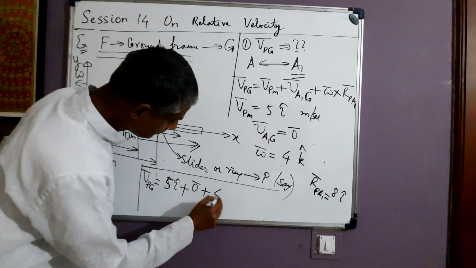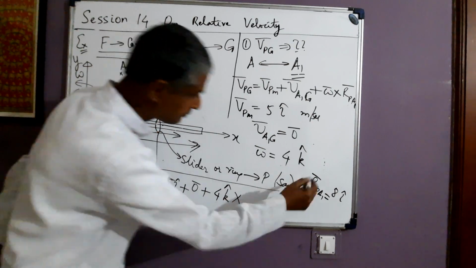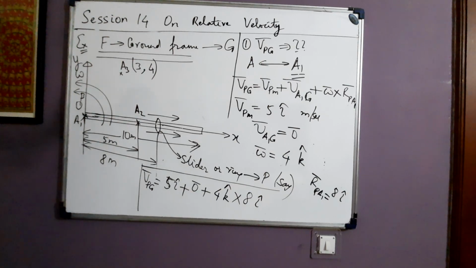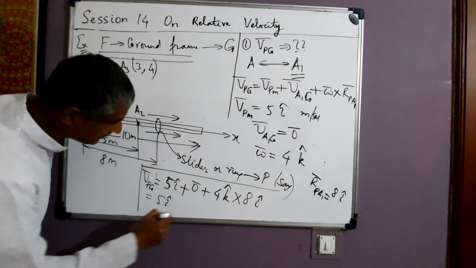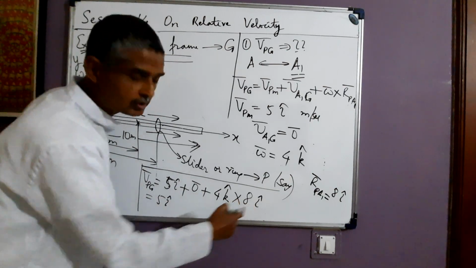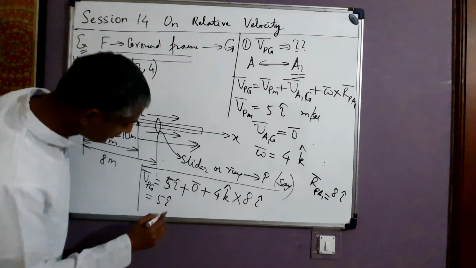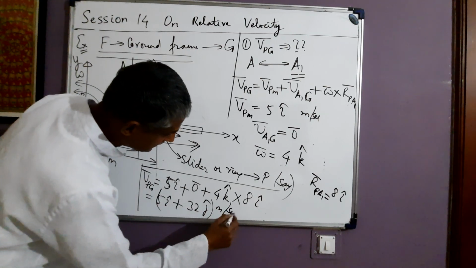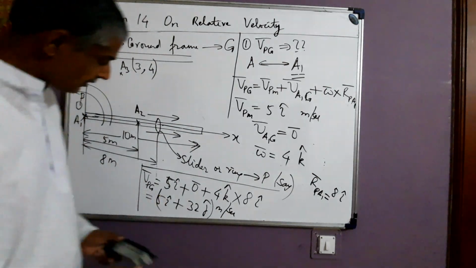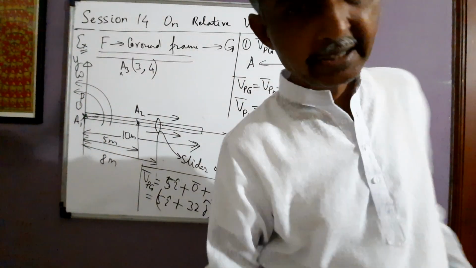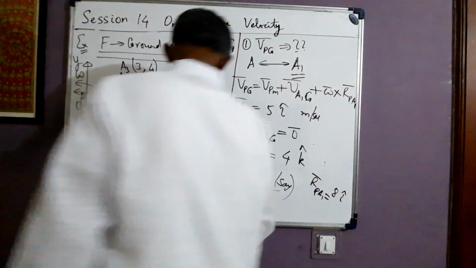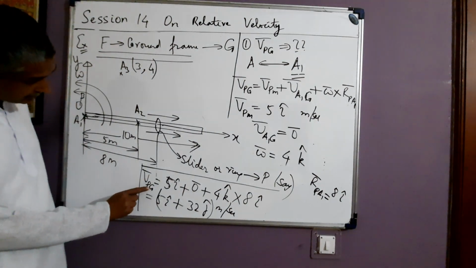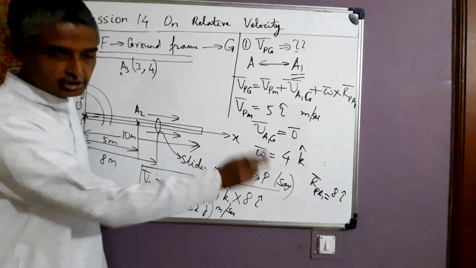Omega is 4k cross RPA1, that is 8i. So that becomes 5i hat plus 4 into 8, 32, and k hat cross i hat is j hat, the unit vector along the y-axis. So this comes out to be 32 j hat meter per second. This gives VPG as 5i hat plus 32 j hat meter per second. That is the velocity of the slider with respect to ground at the given instant in IJ notation.